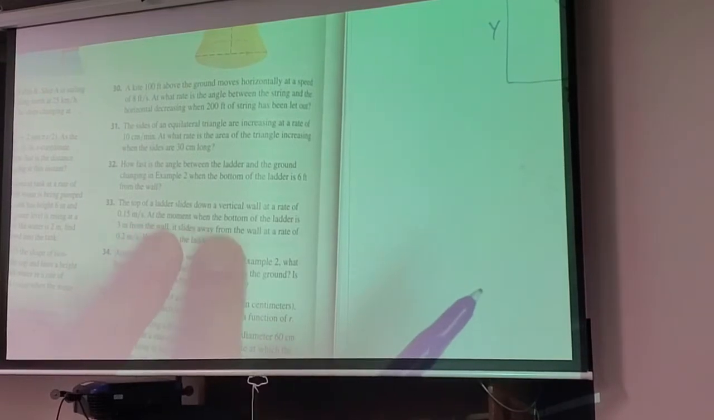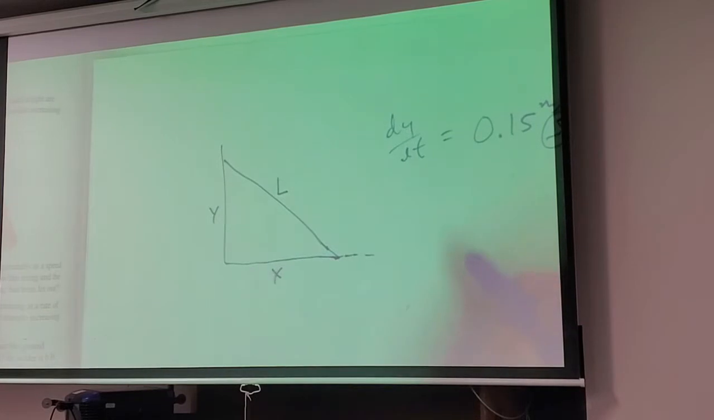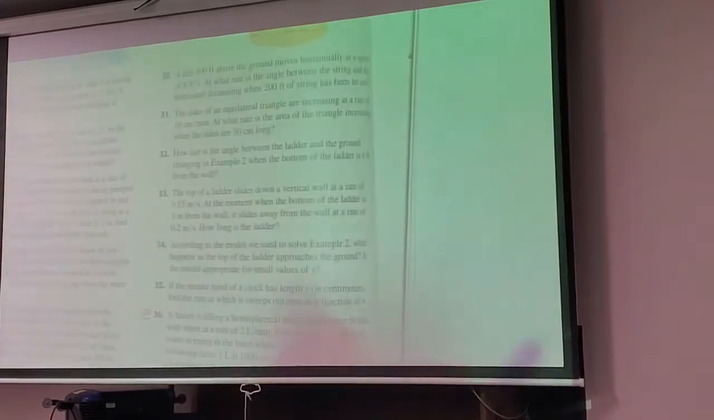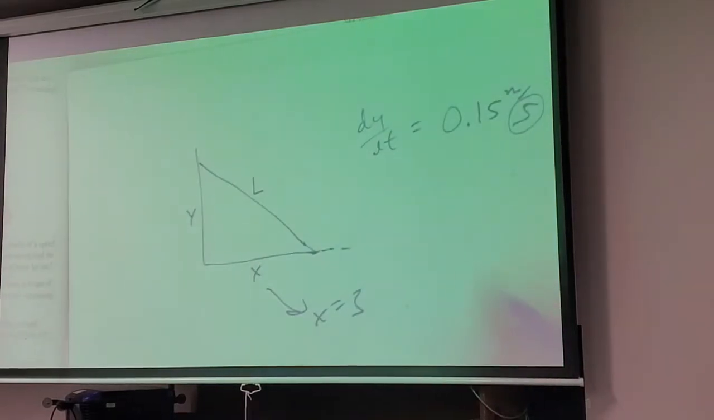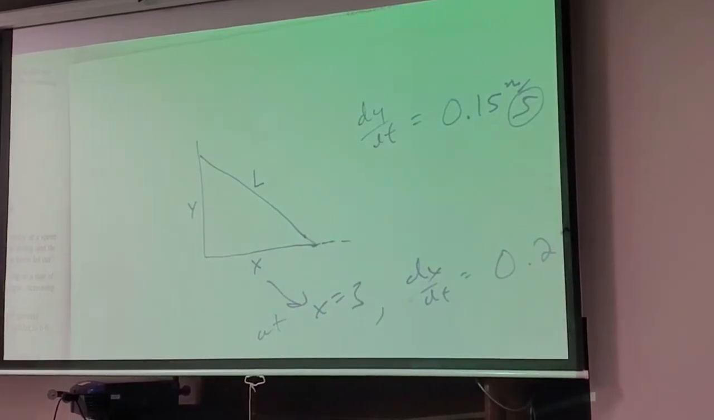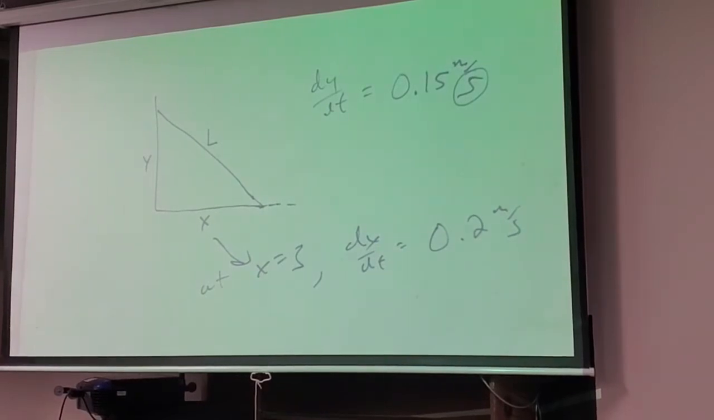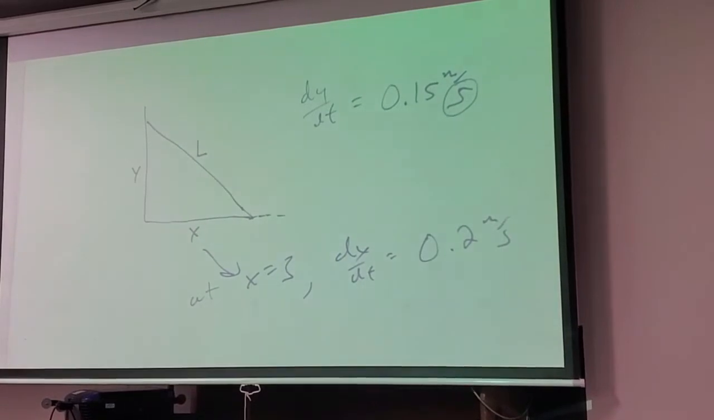At the moment when the bottom of the ladder is 3 meters from the wall, so the snapshot is x equals 3, it slides away from the wall at a rate of 0.2 meters per second. So, of course, what's that going to be? Yeah, dx/dt is 0.2 meters per second. I like it. So this one's not too bad. Does everybody agree with me? Do you guys understand what you would do from here?